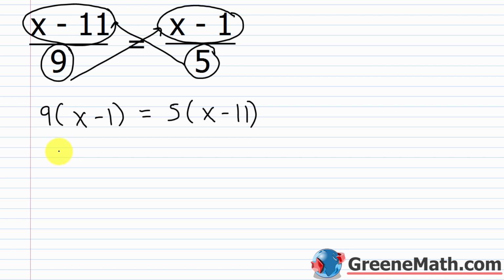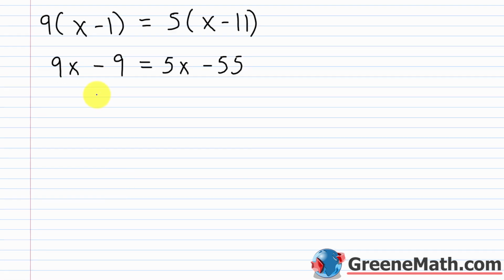9 times x is 9x. Then minus 9 times 1 is 9. And this equals 5 times x, that's 5x. And then minus 5 times 11 is 55. All right, so I'm going to add 9 to both sides of the equation. That's going to get rid of the number part from over here. And I'm going to subtract 5x from both sides of the equation. That's going to get rid of the variable term from this side.